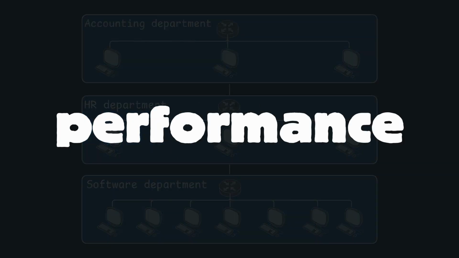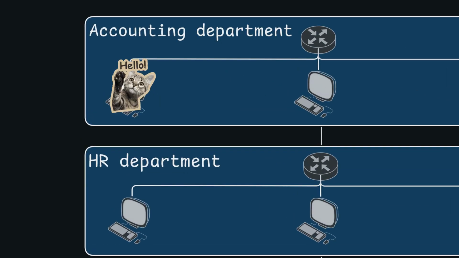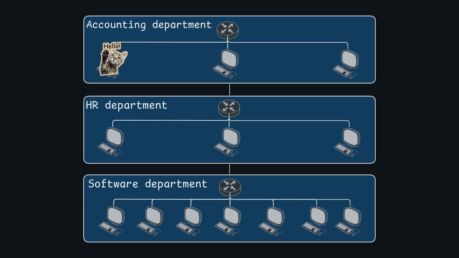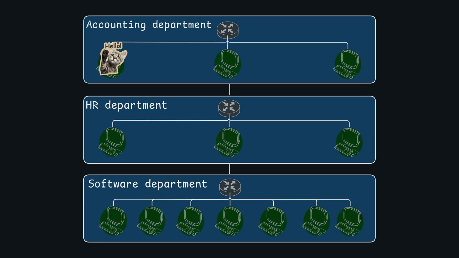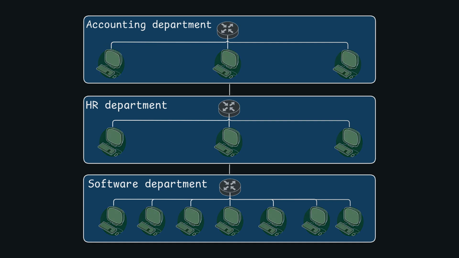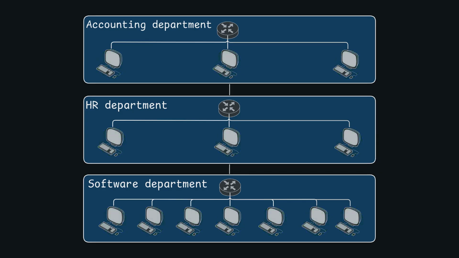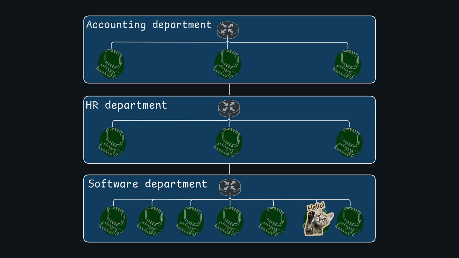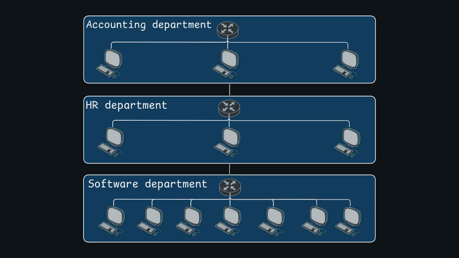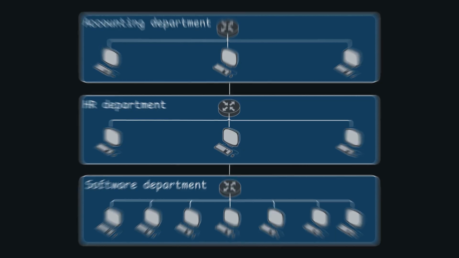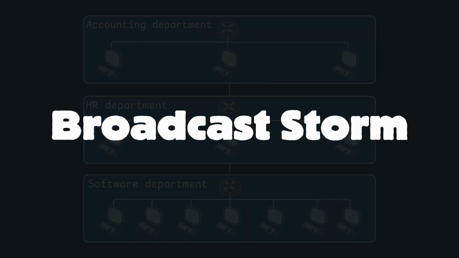First, performance. When an accounting computer sends a broadcast packet, basically shouting, "Hey, can anyone hear me?" that message hits every single device in the building. The 50 computers on the software team receive this useless data and dump it. As more devices join the network, this noise multiplies. The network slows down and crashes. This is called a broadcast storm.